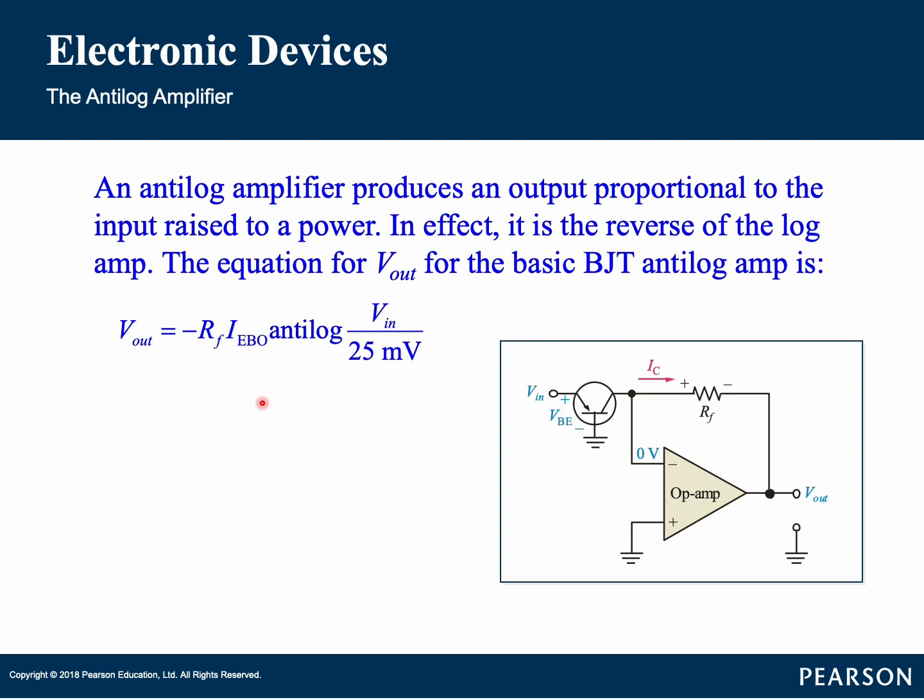An anti-log amplifier is formed by connecting a transistor or diode as the input element. An anti-log amplifier produces an output proportional to the input raised to a power. In effect, this is the reverse of the log amp. The equation for Vout for a basic BJT anti-log amplifier is Vout equals negative RF times IEBO anti-log of Vin over 25 millivolt, where the exponential term is expressed by anti-log.